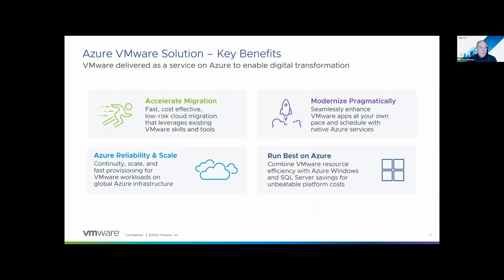There are 4 key benefits that customers get from running on Azure VMware Solution. The first one I talked about is much faster migrations. The next one, modernize pragmatically, means that customers having access now to all of those great Azure services can modernize their workloads at their own pace after they've migrated them over to Azure. You can also take advantage of the VMware Tanzu portfolio of cloud-native application platforms that are certified to run in Azure VMware Solution on that VMware platform.